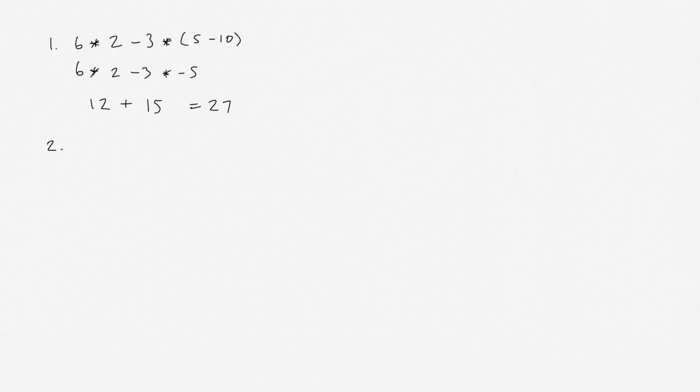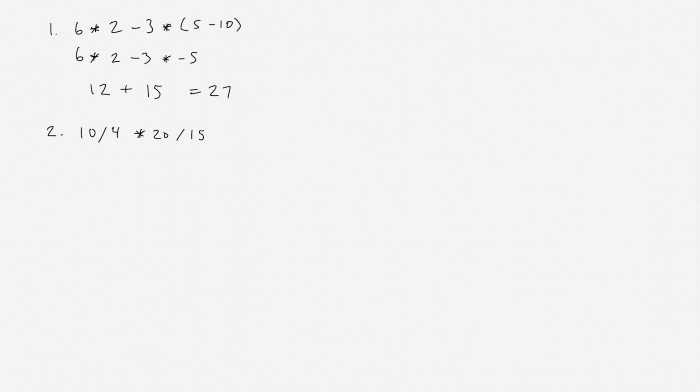Okay, number 2. This is 10 divided by 4 times 20 divided by 15. So keep in mind here that multiplication and division are on the same level of precedence, so we just evaluate them at the same level. So that means we have to go left to right to break the tie. Since we're dealing only with integers here, we're going to be doing integer division whenever we see the division sign.